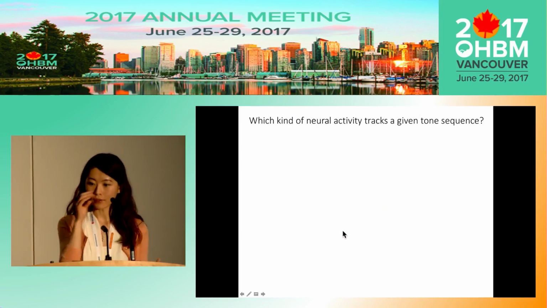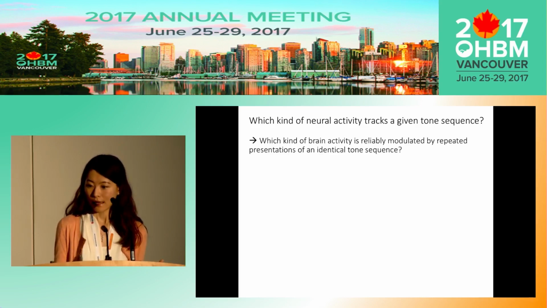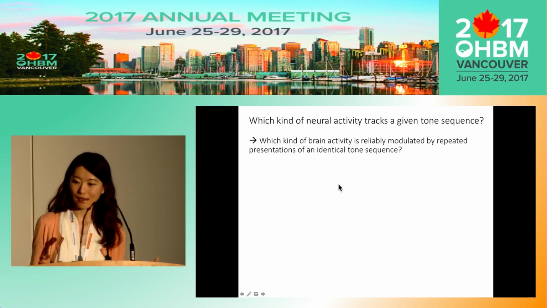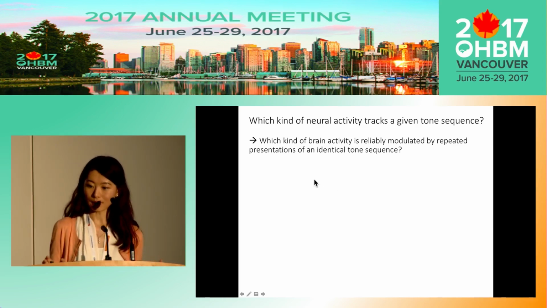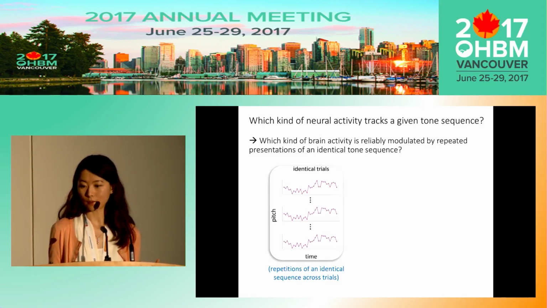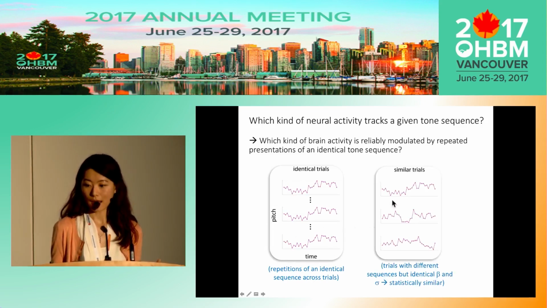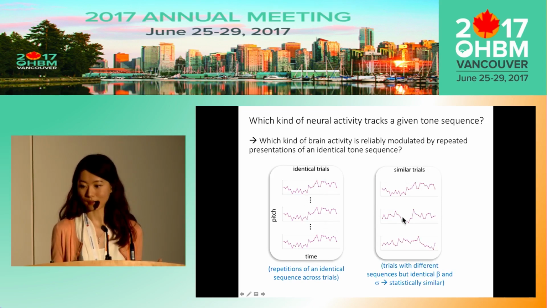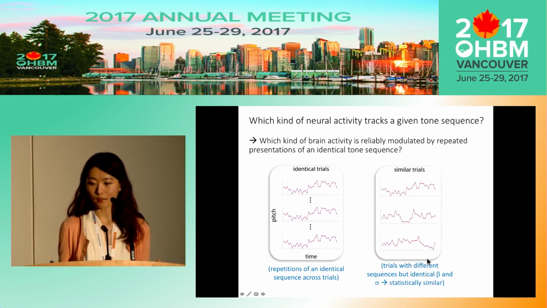And so we asked which kind of neural activity tracks these sorts of naturalistically evolving stimulus sequences. This can be rephrased as the following question, which is directly analytically tractable: which kind of brain activity is reliably modulated by repeated presentations of an identical tone sequence? For example, when we present the same sequence many times versus sequences that are different but statistically similar, which kind of brain activity is reliably modulated across trials in this case, but not this case? Statistically similar means similar autocorrelation structures and similar variance.